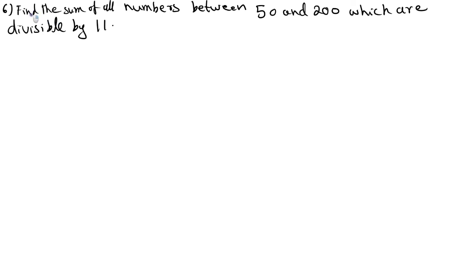See the next question. Find the sum of all numbers between 50 and 200. 50 is not included, 200 is not included. Between 50 and 200, which are divisible by 11. Okay, you need to calculate the sum of all the numbers between 50 and 200 which are divisible by 11. So first list some numbers which are between 50 and 200 and divisible by 11.